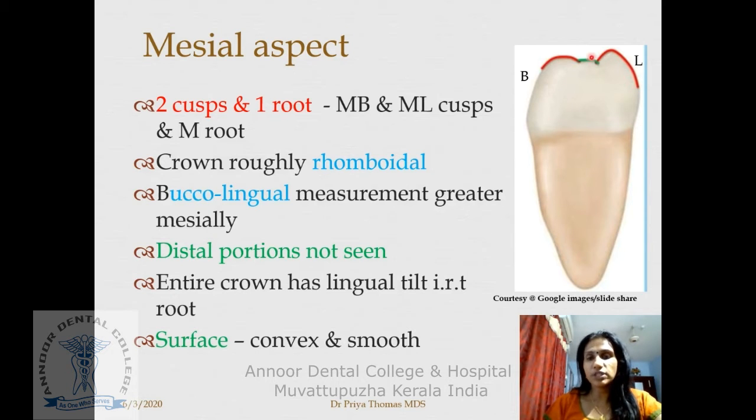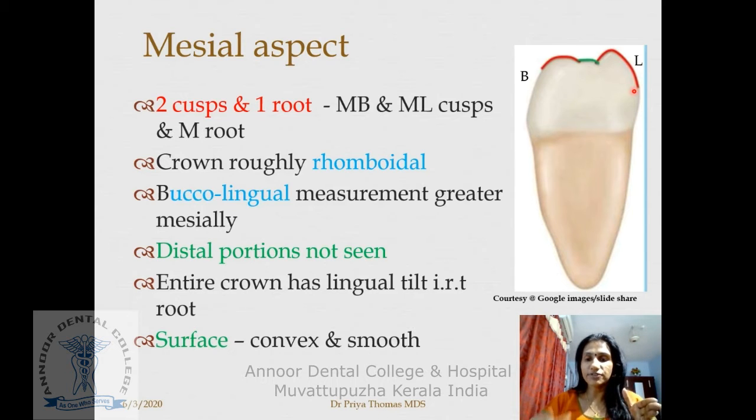The shape of the crown is kind of rhomboidal. From the buccal aspect, the shape of the crown was found to be trapezoidal. And like we had already said before, your buccolingual diameter is much greater at the mesial aspect. Now, why does the mesial aspect have a greater buccolingual dimension? That is because when you observe, the crown portion of the tooth is going to converge towards the distal.